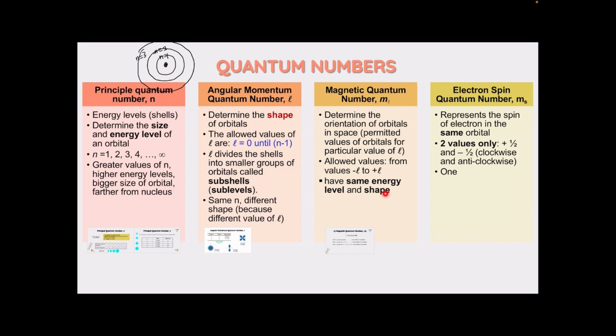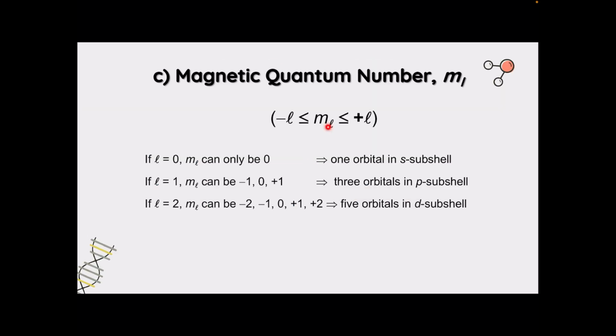And the allowed values of ML will be from negative L to plus L. So in order to get the values of the ML, you have to refer to the value of L here. Okay, so these two values, they are interrelated. To know how the value of L relates to ML, you can see from this relationship. So to get the value of ML, the value must be from negative L until plus L.